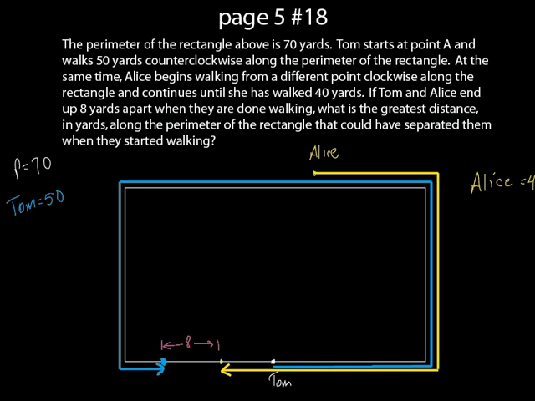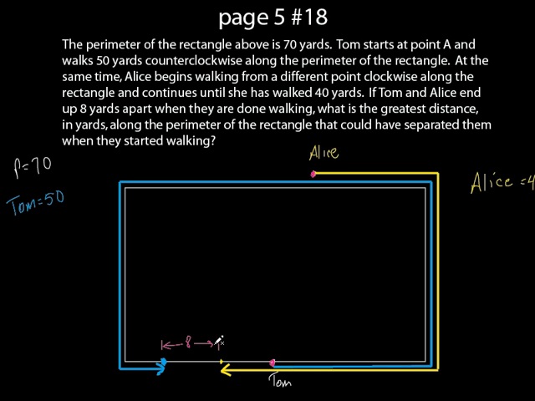Alright. Remember, Tom goes 50 and Alice goes 40. Let's see, if Tom and Alice end up 8 yards apart when they're done walking, okay, I think we've got everything drawn in there. What's the greatest distance along the perimeter of the rectangle that could have separated them when they started walking? So we want to find that distance that separated them when they started walking. So Alice started walking right here, Tom started walking right here. We want to find the greatest distance that separated them. Okay, so well, it could be along this way or it could be along this way.